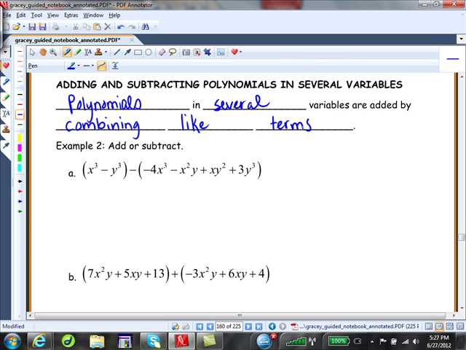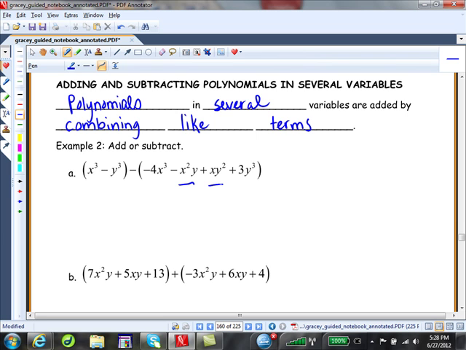So this is just like what you were doing before when you only had x's, right? And you have to be careful. For example, if we look at x squared y and xy squared, are they like terms? What do you think? Are there the same combination of variables? Yes. Are these variables raised to the same powers?